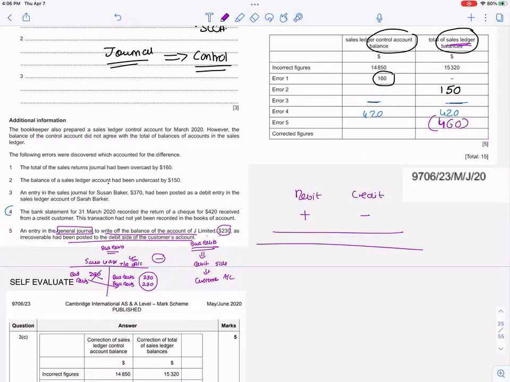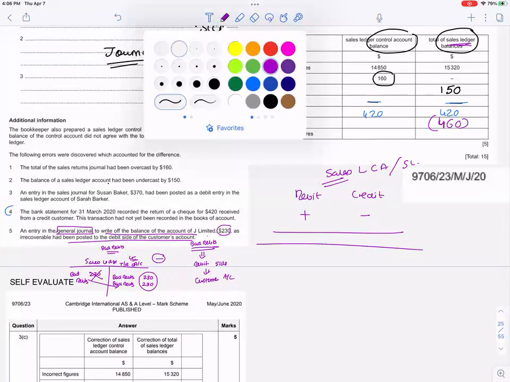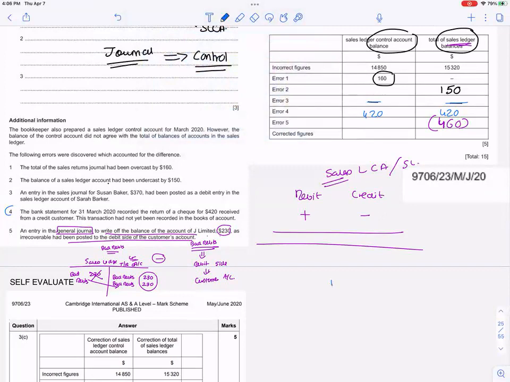This rule is for which one? Sales ledger control account or sales ledger. So can you give me a rule if I have to do a correction in the PLCA or purchase ledger? What will be the rule? Debit, you have to subtract, credit, you have to add. Yes, correct. So any correction on the credit side would be add and any correction on the debit side would be minus.